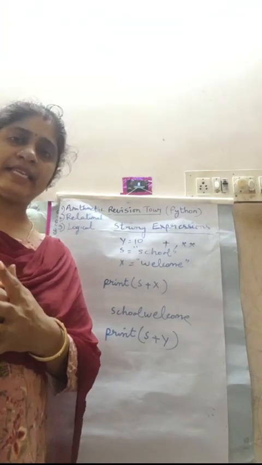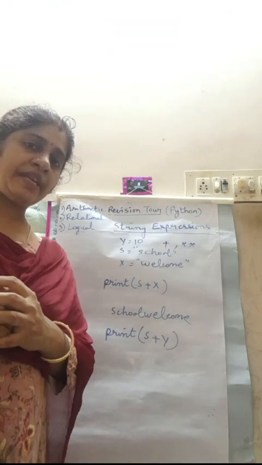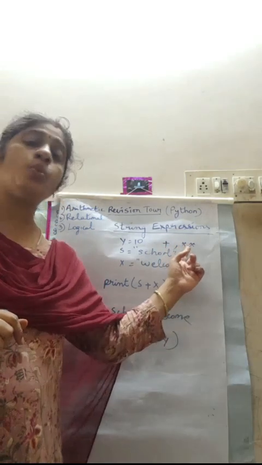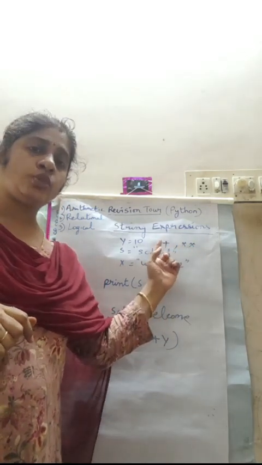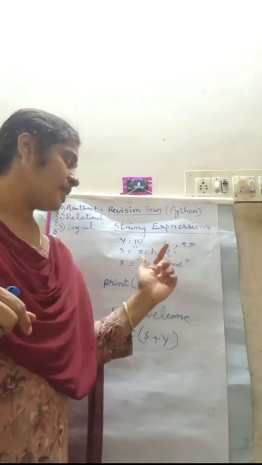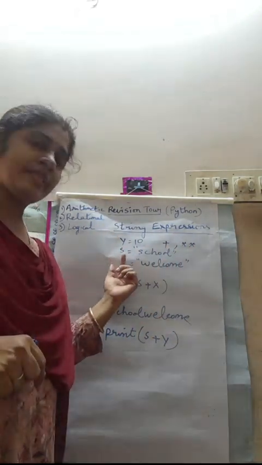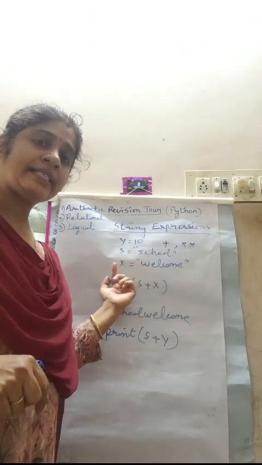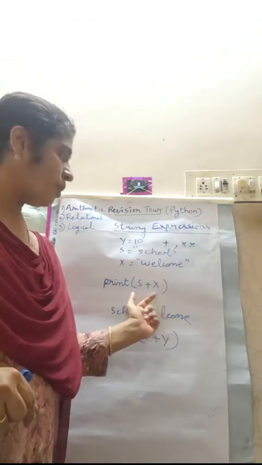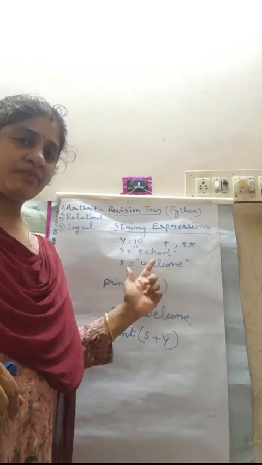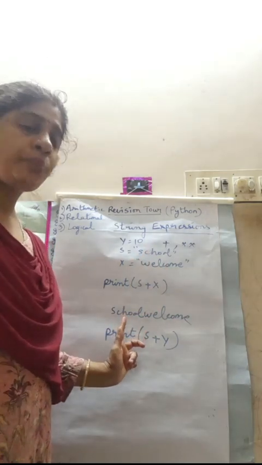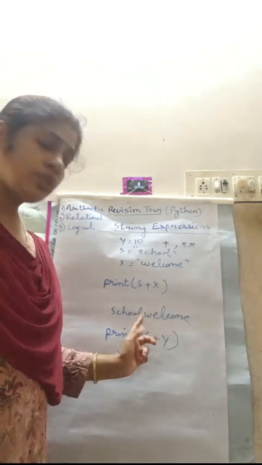Now we will finally see string expressions. On strings, you can apply two operators. One is plus, another one is the exponentiation operator, the two multiplication signs. Plus is used to combine two strings, that is, to concatenate two strings, and exponentiation we will see next. For example, if I have two variables, s holding the value school and x holding the value welcome, and I write print s plus x, what will happen? This plus operator will concatenate these two strings and give you the output schoolwelcome, with no space in between.